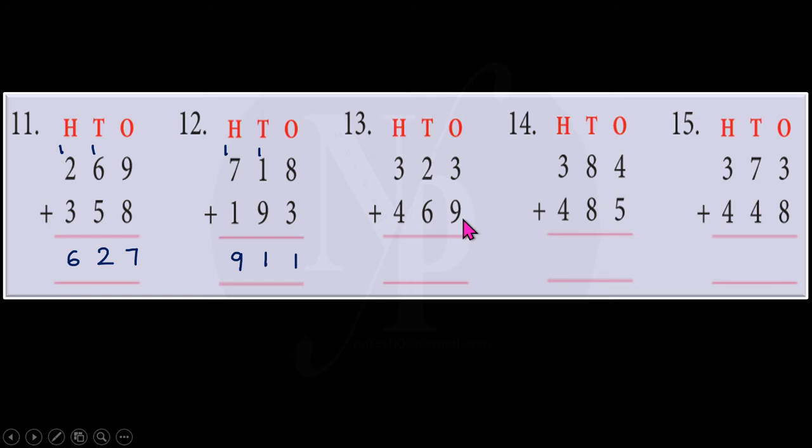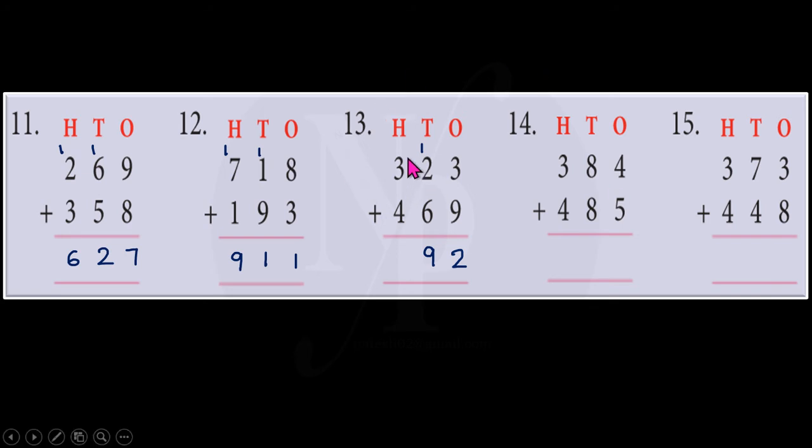12 is a two-digit number which is more than 9. So, we regroup 12 as 1 ten and 2 ones. 1 ten is carried forward to the tens column and 2 ones are written in ones column. Now we add the digits in tens column, that is 1 plus 2 is 3, 3 plus 6 is 9, 9 tens. So 9 being single digit number, we write 9 in tens column. Here regrouping is not required.